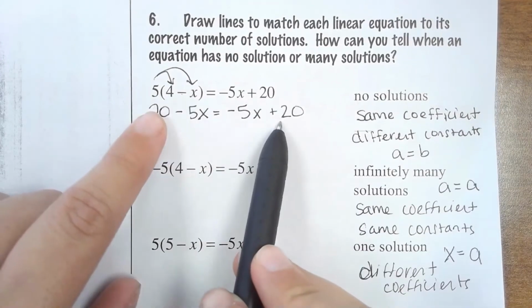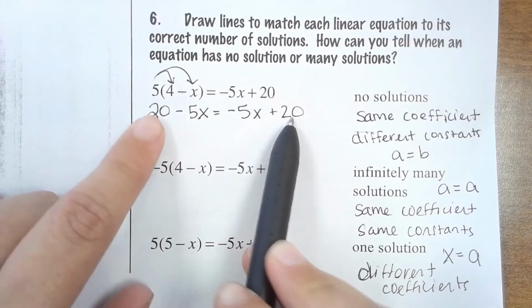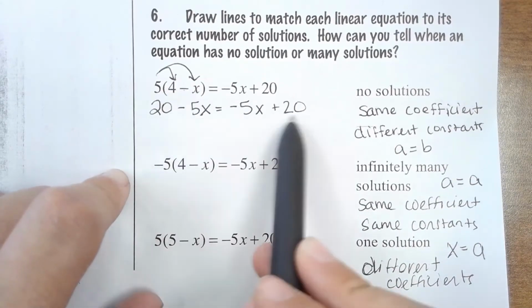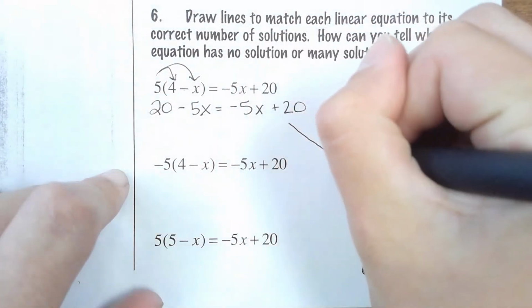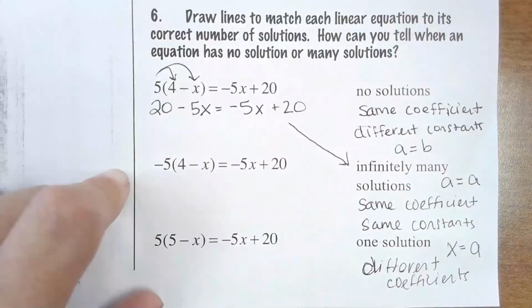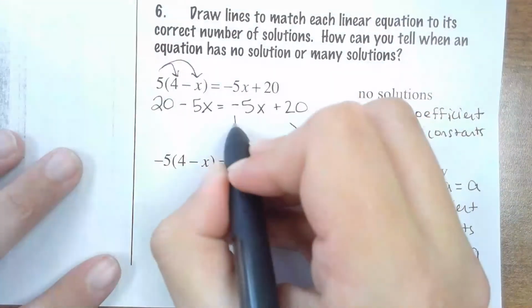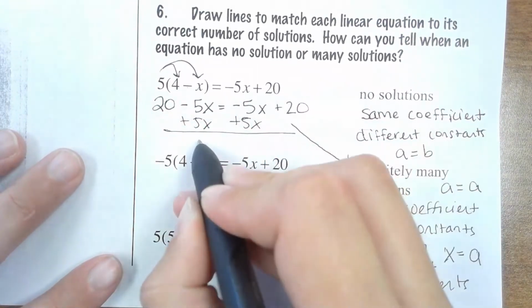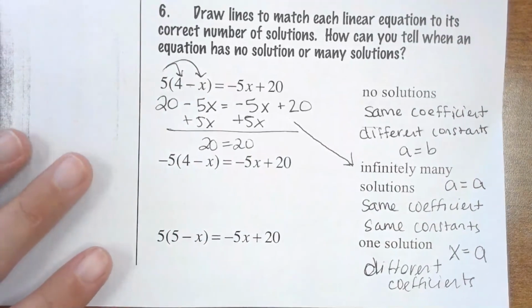And then you go to your constants. So the constants are numbers without variables. So I have two 20s here that are the same. So I do have the same thing on both sides. So I have A equals A. So that means that this will have an answer of infinitely many solutions. And again, you can keep solving it if you would like to. So just add your 5x's to both sides. And that would give you a 20 equals 20. So A equals A. Okay.